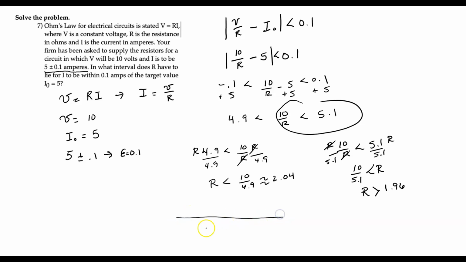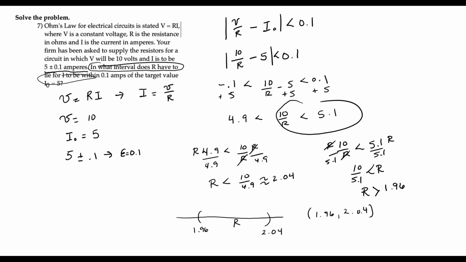So our resistance, because notice what it says, in what interval does R have to lie? Well, R has to be somewhere between 1.96 and 2.04. It has to be somewhere in there. So you might see something like that: 1.96 and 2.04.